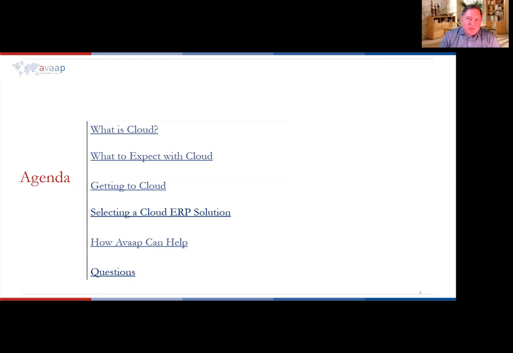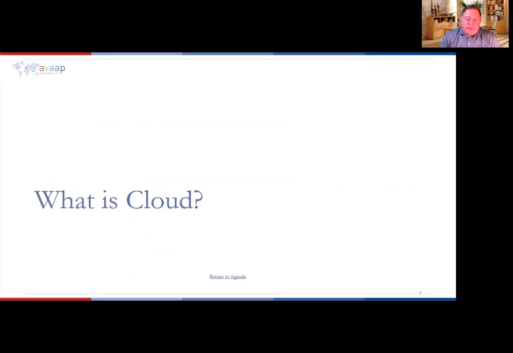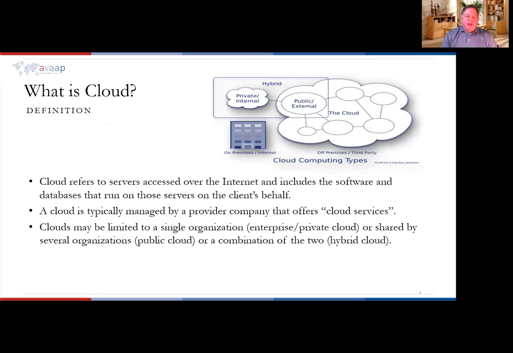So let's go ahead and jump right in. The first thing we're going to be talking about is what is the cloud? Now, that obviously seems like a pretty simplistic question, but it's interesting because when you talk to the vendors in the cloud ERP space, they start defining what cloud is in ways that benefits them in the eyes of their potential clients or prospects. So you really have to be careful a little bit about your definitions and what truly you're looking for in a cloud ERP solution.